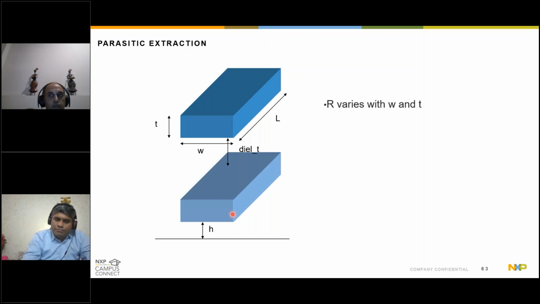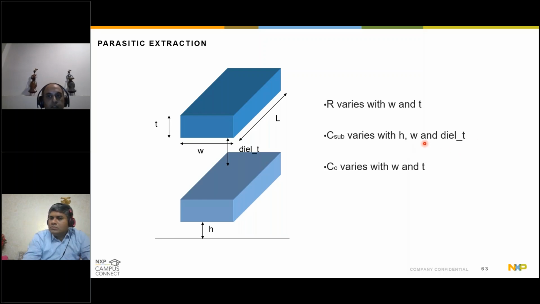So again, these are the concepts which are there in your theory classes as well. R will vary with W and T. So if you make the wire thicker and wider, it will be able to carry more current. Similarly, the overlap capacitance will vary with the height, width, and dielectric constant of the insulator coming in between. And then, these metal wires will couple through the side walls as well. That's what will result in coupling capacitance between different metal layers as they run parallel to each other.